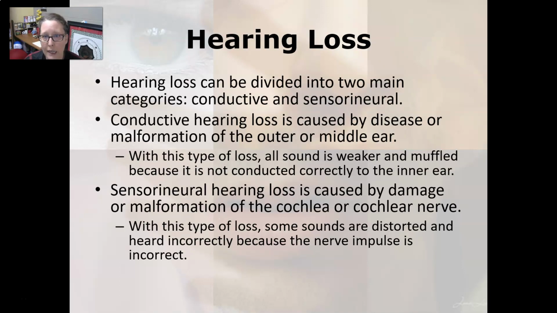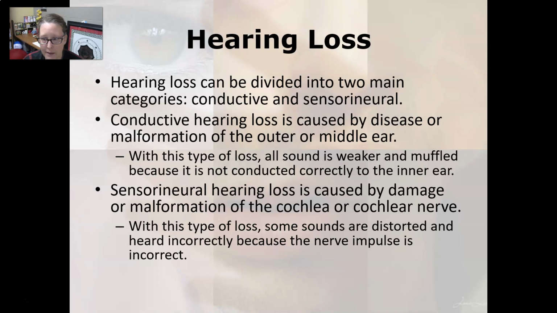Hearing loss can be divided into two main categories, conductive and sensorineural. Conductive hearing loss is caused by a disease or a malformation of the outer or the middle ear, and with this type of loss, all sound is weaker and muffled because it is not conducted correctly to the inner ear. So it's a problem with the sound waves traveling from the outer to the middle ear to the inner ear. But once you go into the inner ear, we have sensorineural hearing loss.